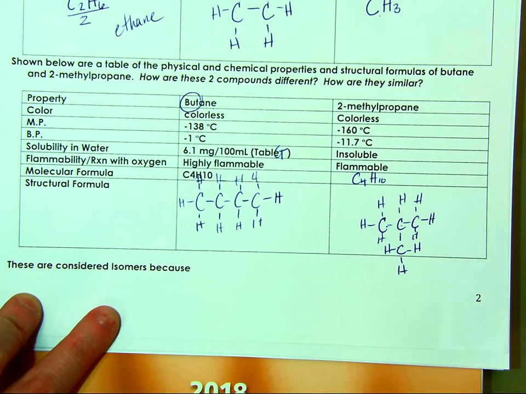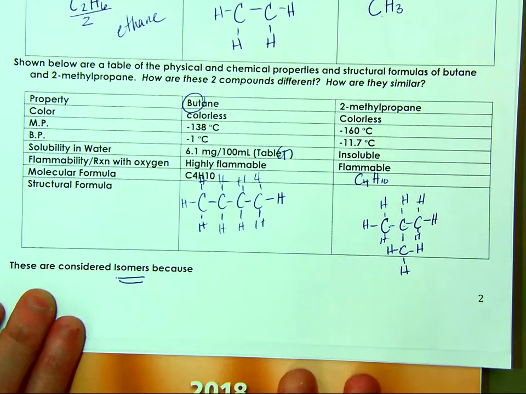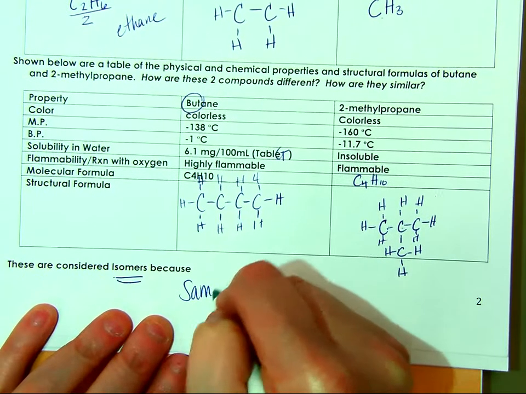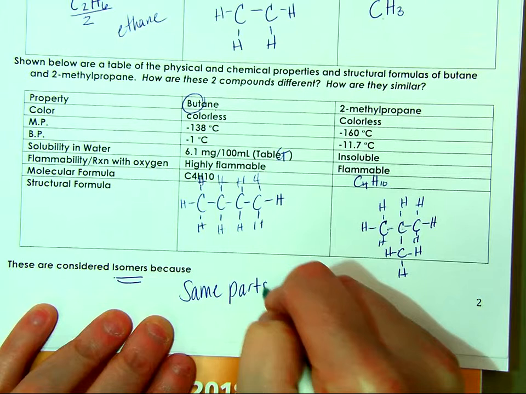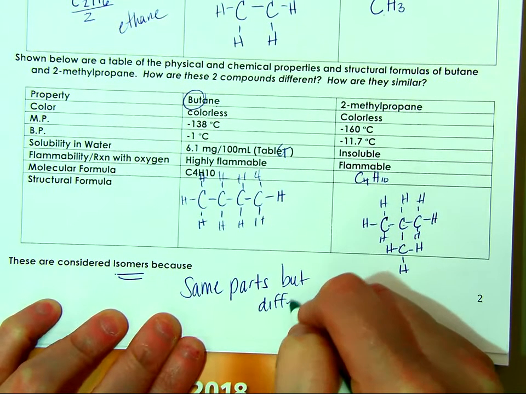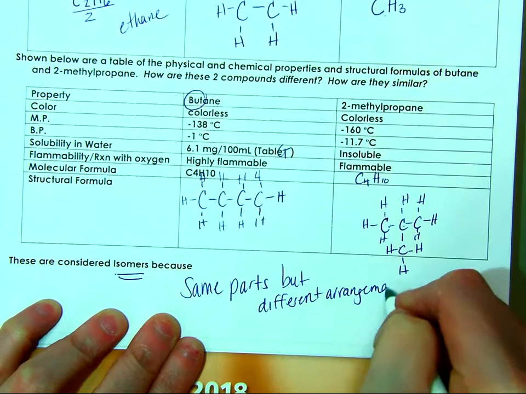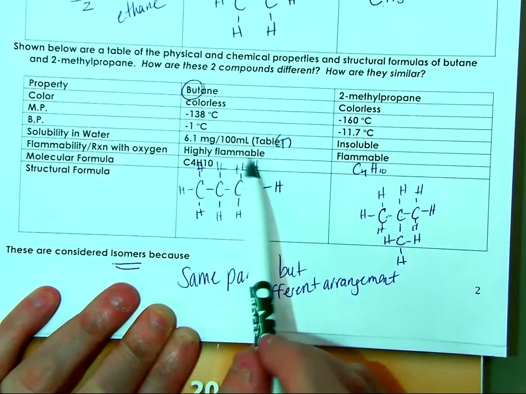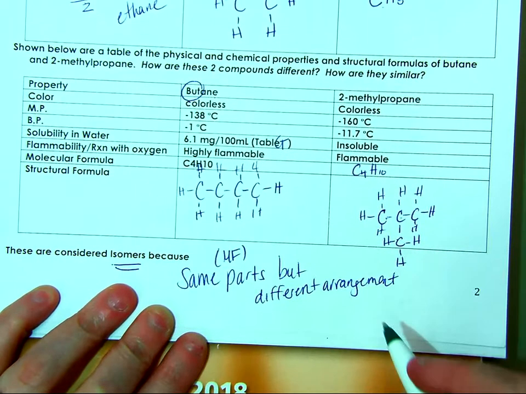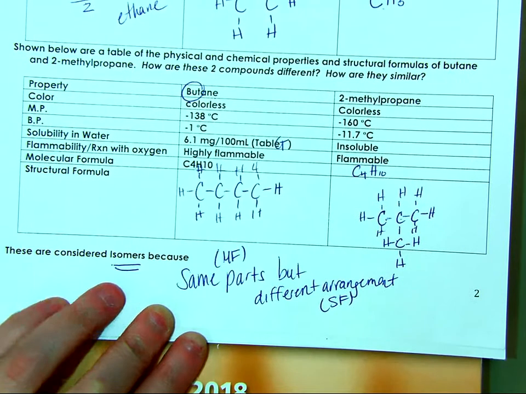Okay. So what we do is we call these guys isomers. Okay. They have basically the same parts, but different arrangement. And we can see that, okay? Same parts. We can see that by the molecular formula. And then a different arrangement if we look at the structural formula. Okay.